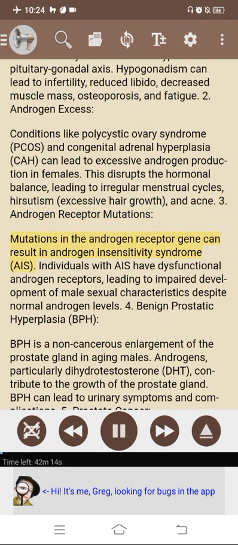3. Androgen receptor mutations. Mutations in the androgen receptor gene can result in androgen insensitivity syndrome (AIS). Individuals with AIS have dysfunctional androgen receptors, leading to impaired development of male sexual characteristics despite normal androgen levels.